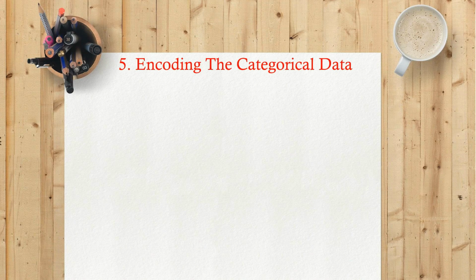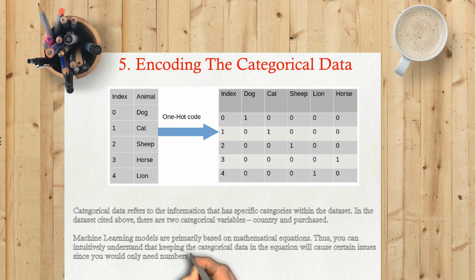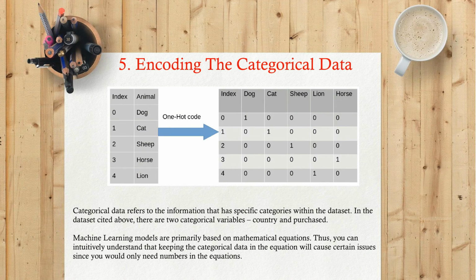Five. Encoding the categorical data. Categorical data refers to the information that has specific categories within the dataset. In the dataset cited above, there are two categorical variables, country and purchased. Machine learning models are primarily based on mathematical equations. Thus, you can intuitively understand that keeping the categorical data in the equation will cause certain issues, since you would only need numbers in the equations.